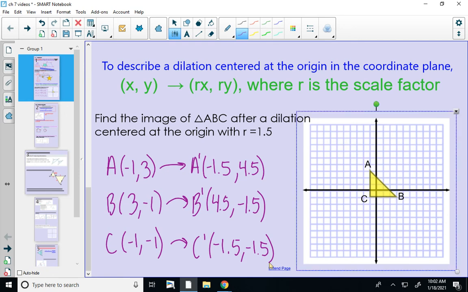So A prime, I'd go back 1.5 and up 4.5. It'd be about there. For B prime, I'd go over 4.5 and down 1.5. And then for C prime, I'd go back and down 1.5. So that is my new figure. It got 1.5 times larger, and each individual point, like if you look at A compared to A prime, moved 1.5 times away from the origin.